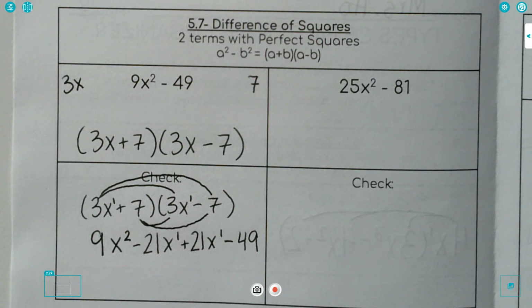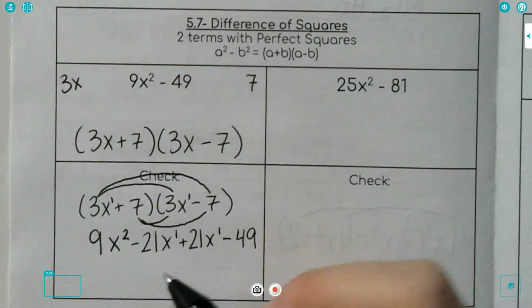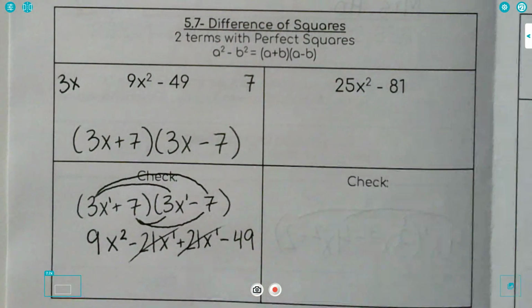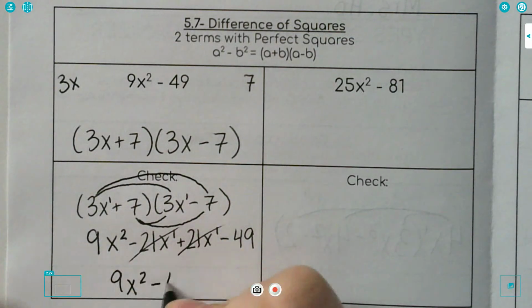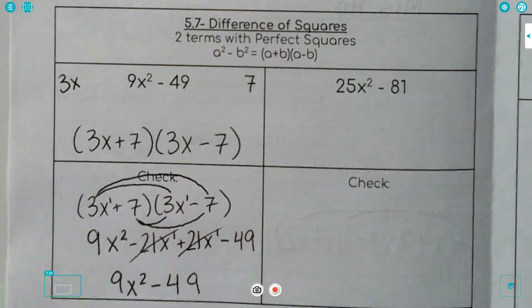When I go combine like terms, what happens? What disappears? Yeah, so the negative 21 and the positive 21 cancel each other out. They disappear. So I just have 9x squared minus 49, which is the original problem I was trying to factor. Okay. Yeah, it's worth doing a brain explosion.